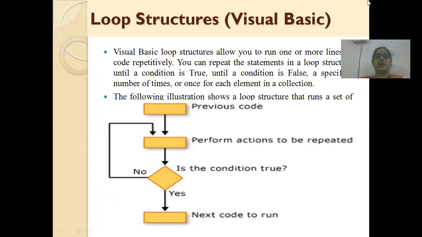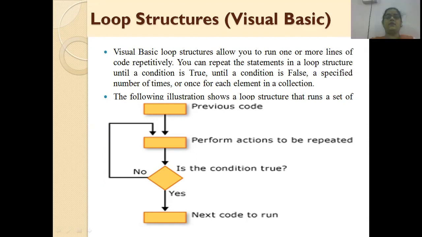Loop structures allow the user to run one or more lines of code repeatedly at one time. You can repeat the statement in the loop structure until the condition is true, until the condition is false, a specific number of times, or once for each element in a collection. In short, loop structures are used for a larger number of lines of code.